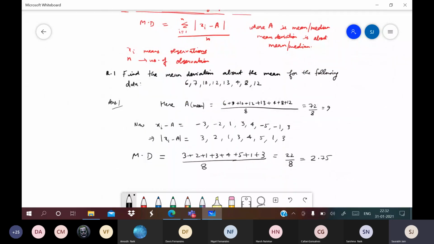Very simple to use. Just apply the above formula. If they are asking mean deviation about mean, then A will be the mean. If they ask you to find the mean deviation about median, then capital A will be the median.